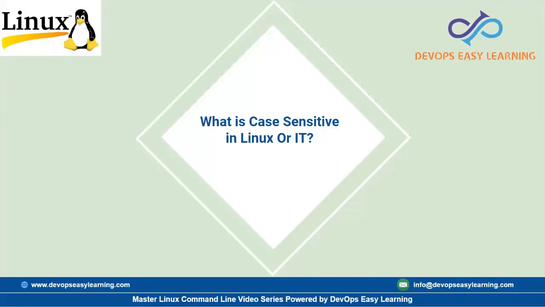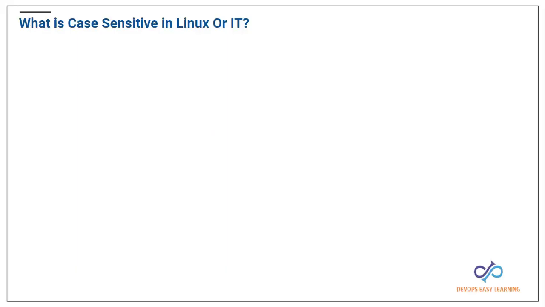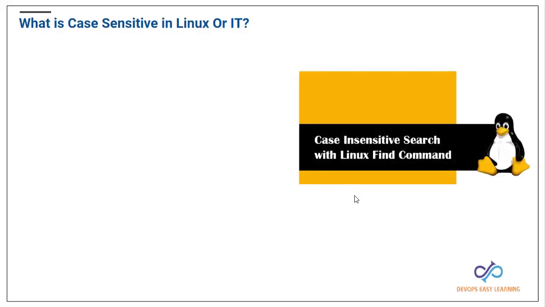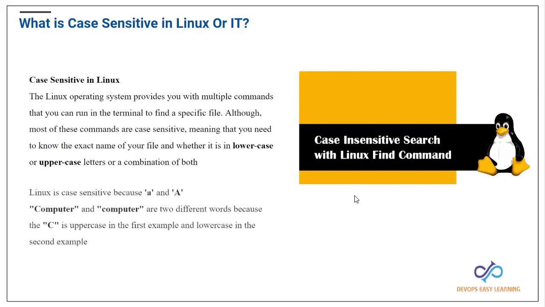Today we'll be going through case sensitivity in Linux, or even in IoT. When we say case sensitive, what does that mean basically? On Linux, you need to be really careful. Linux is case sensitive because a lowercase a and a capital A are different. Uppercase and lowercase are a big deal with Linux. Linux does care about this.